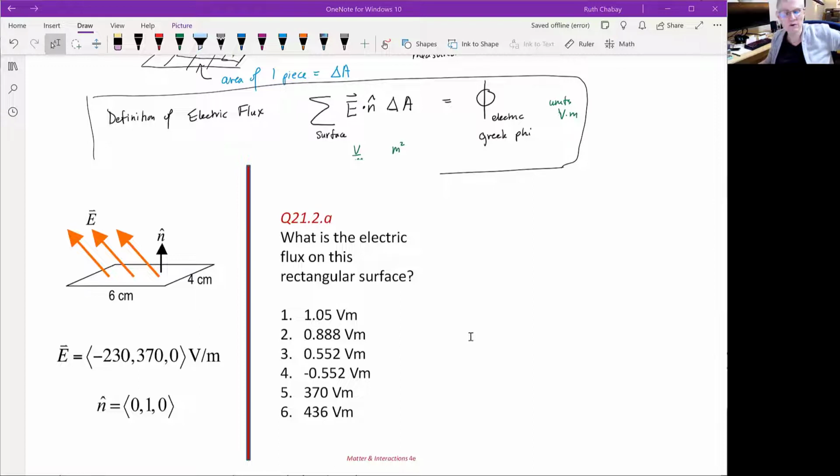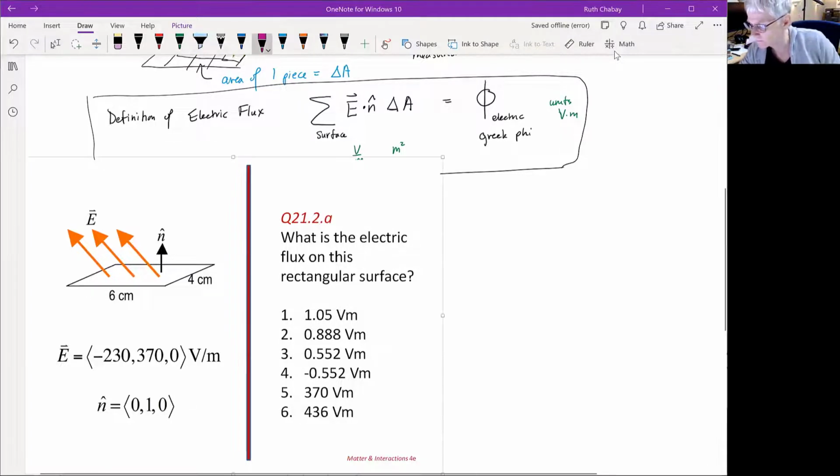So most people said 2.888 volt meters, which is correct. But it was only 46%. So let's just work it out real quickly.